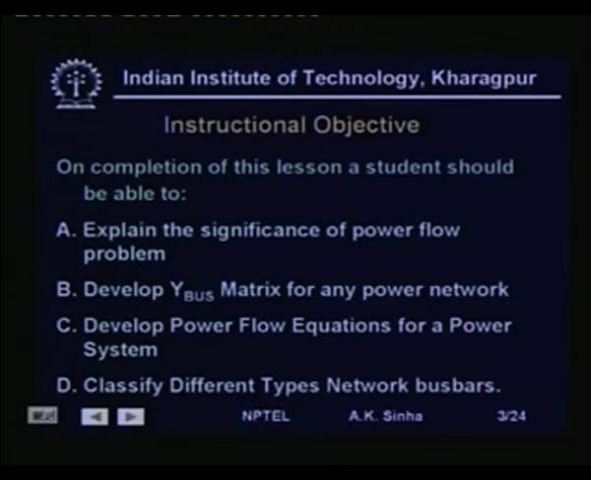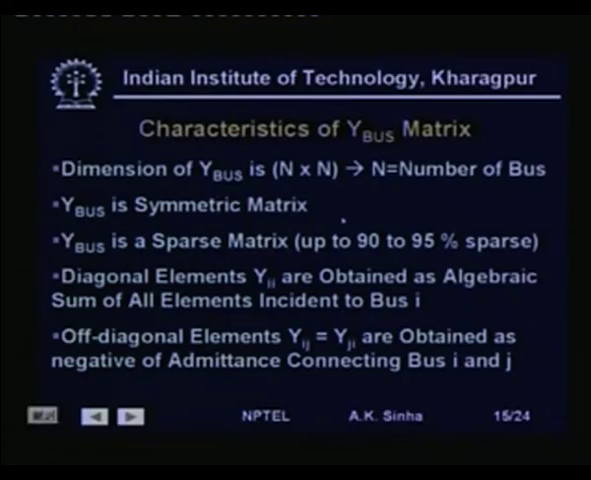On completion of this lesson you should be able to explain the significance of the power flow problem, develop the Y-bus matrix for any power network, develop power flow equations for a power system, and classify different types of bus bars.